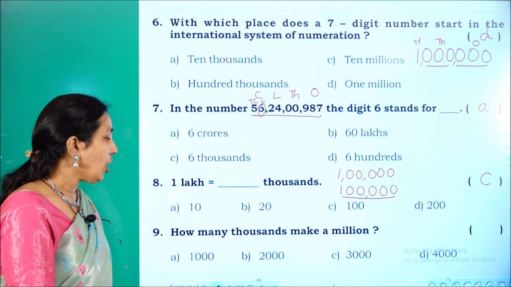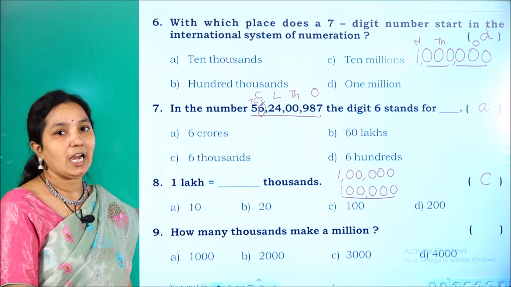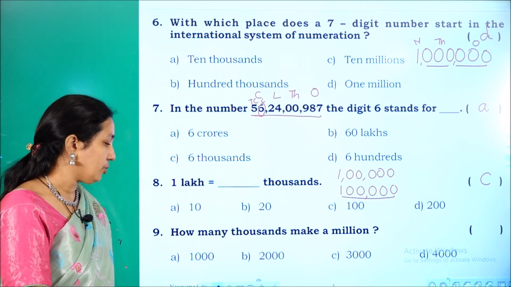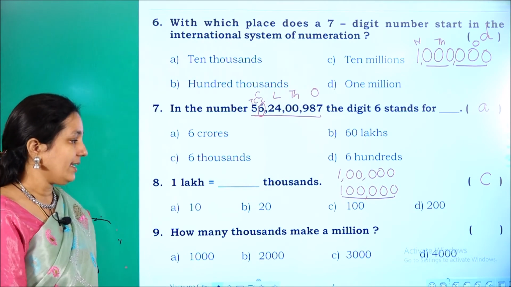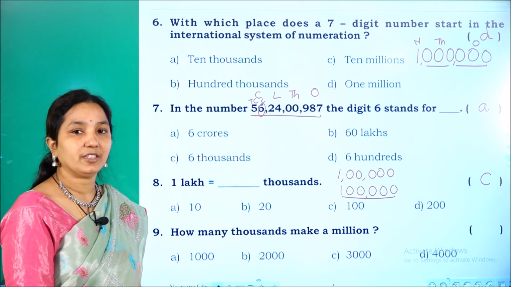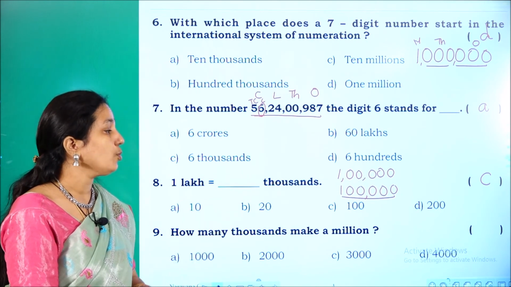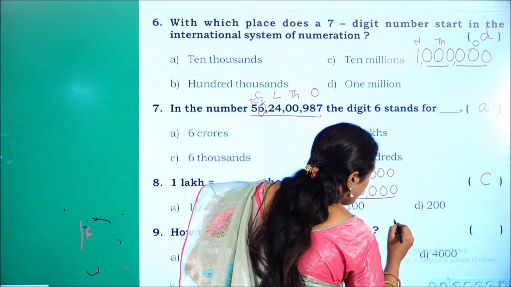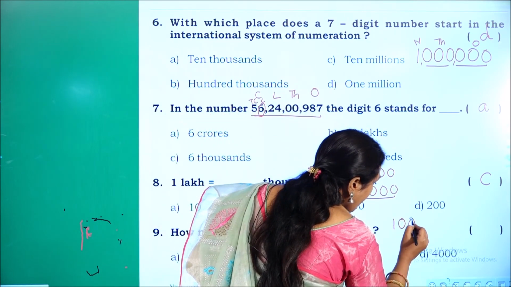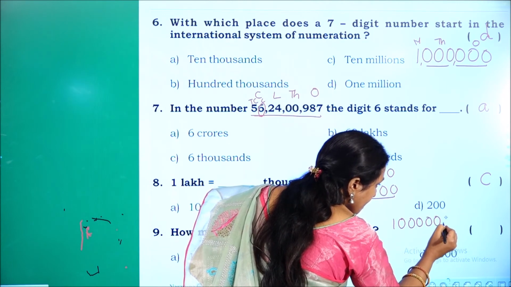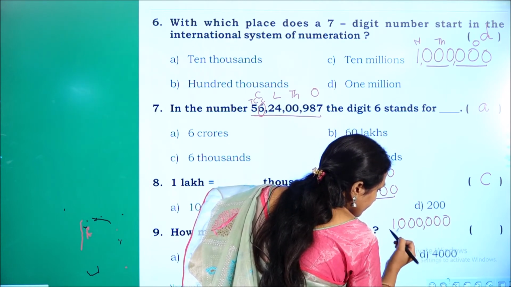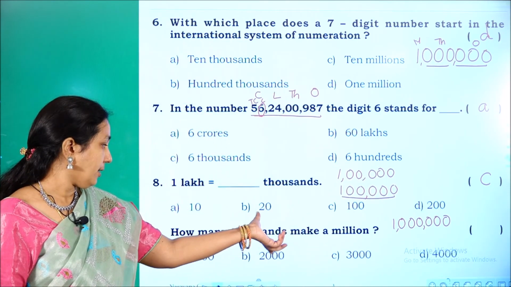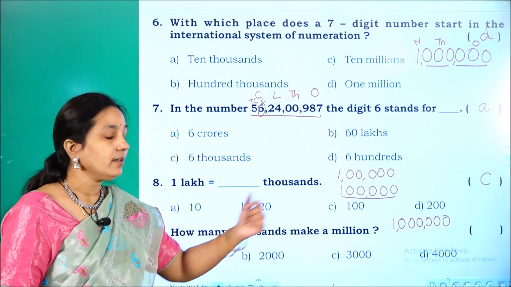Coming to ninth one. How many thousands make a million? What are the given options? A is 1000, B is 2000, C is 3000, D is 4000. So how many thousands make a million? First we have to write million. See here, I have written on the paper. So here, 1 million.